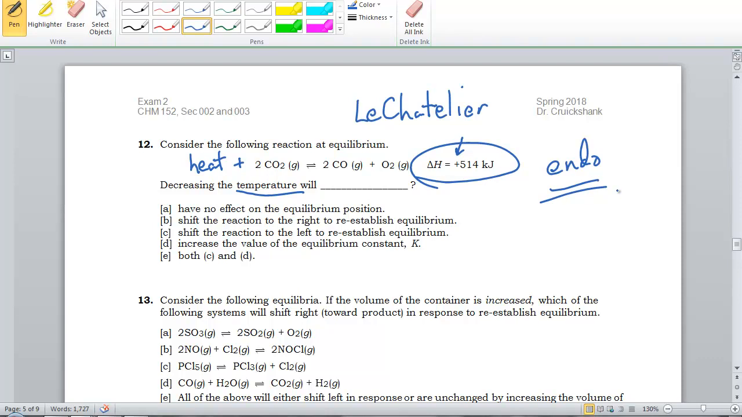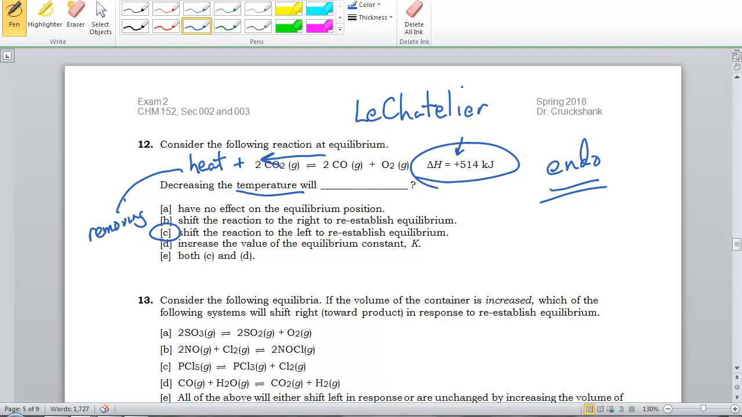All right. So now we are decreasing the temperature. We are, in effect, removing thermal energy from that system. So Le Chatelier tells us it's going to shift to partially offset that change. So the change was removing heat, removing thermal energy. The system is going to shift to replace it. So this system is going to shift to the left to reach equilibrium.